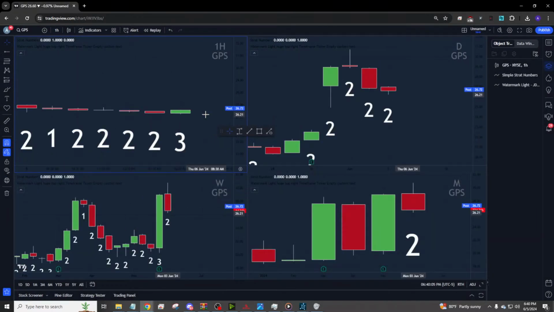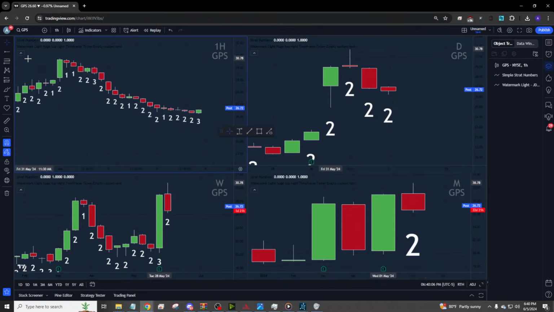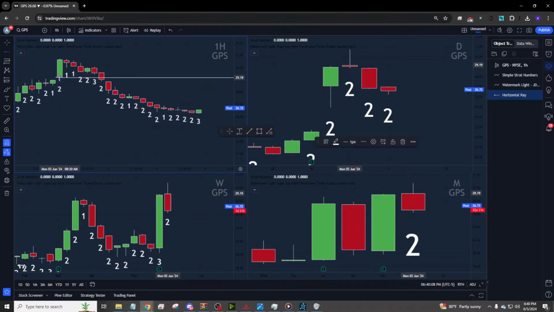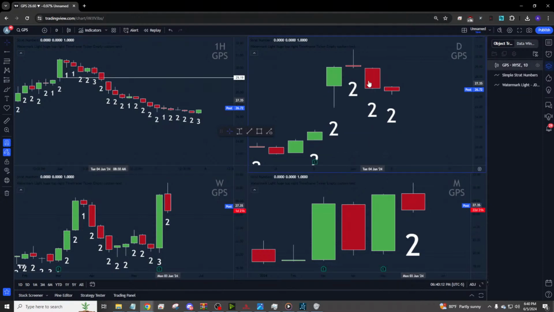So what we can identify in GPS is this. This is Monday. You'll see the very first day of the week, very first day of the month. Notice on the daily time frame, they go 2 to the upside. So they're trying to go higher. And then it closes as a 2 up in red, so it's conflicted. The buyers were met with a stronger seller.